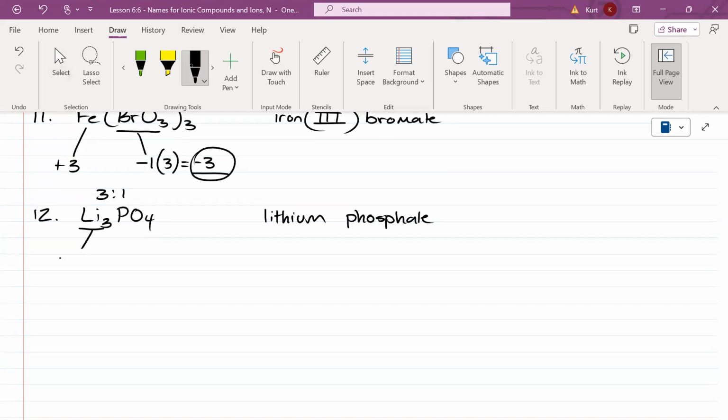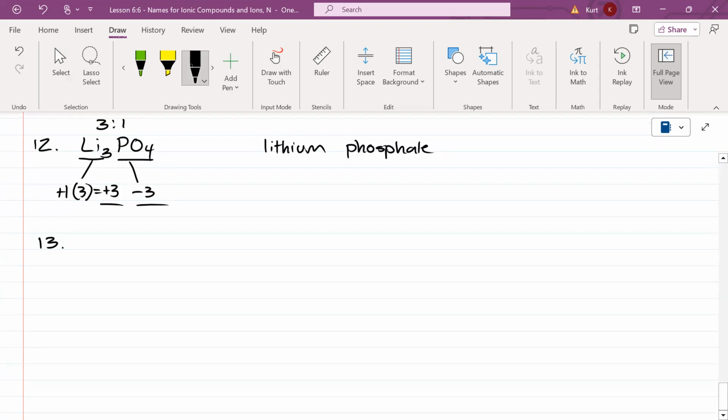Lithium has a +1 charge. Phosphate has a -3 charge. You need 3 lithiums to balance them out. That's why it's Li3PO4.